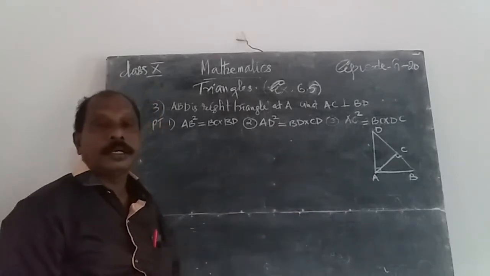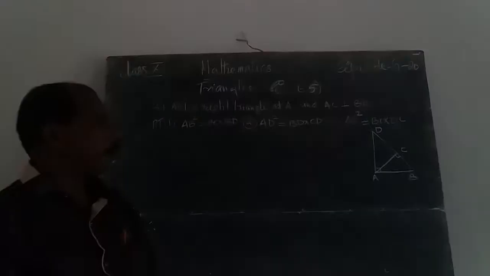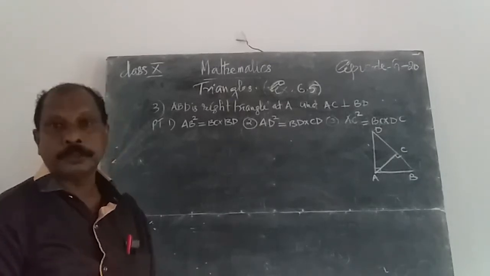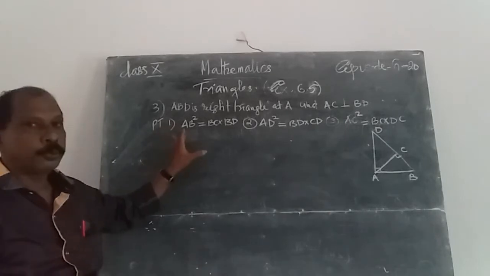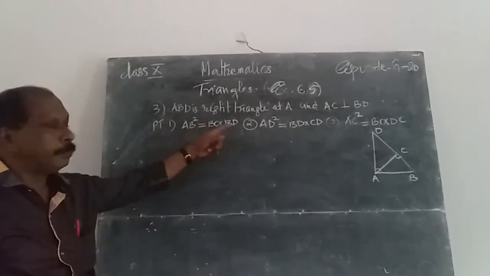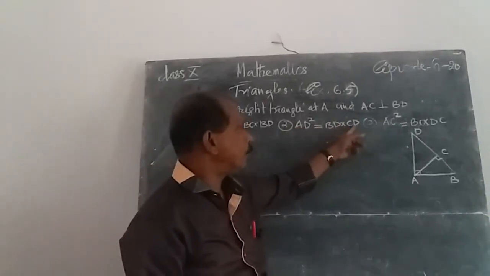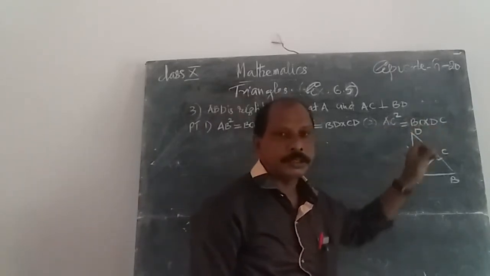ABD is a right angle triangle, right angle at A, and AC is perpendicular to BD. That is given. There are three results we can prove. First, AB square is equal to BC into BD. Second, AD square is equal to BD into CD. Third, AC square is equal to BC into DC.